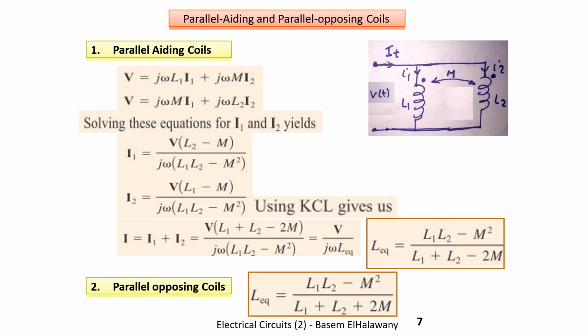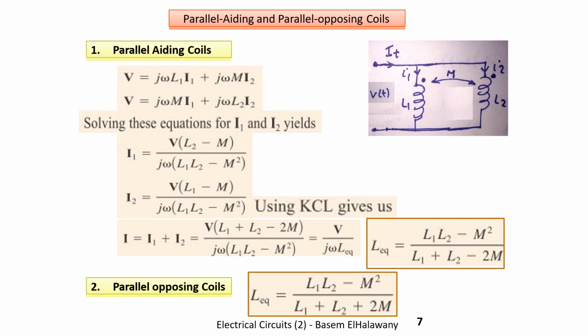Parallel aiding. Consider parallel coupling of two inductors as shown in the diagram. Apply Kirchhoff voltage law to both loops. We get minus j omega L1 I1 minus j omega M I2 plus V is equal to 0, and minus j omega L2 I2 minus j omega M I1 plus V is equal to 0.